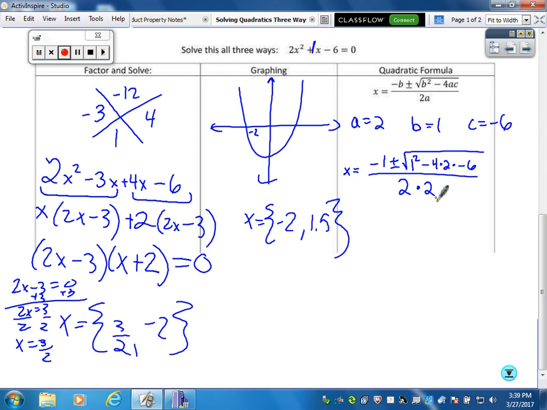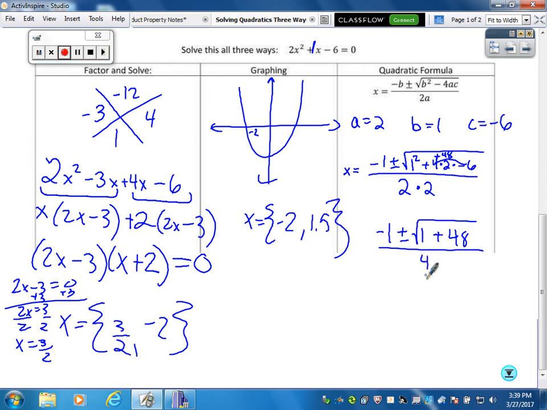So let's go ahead and simplify what I can. So -1 plus or minus. I know that 1 squared is 1. I know that 4 times 2 is 8. And 8 times -6 is a -48. So what I really have here is a minus a negative, so a plus a 48. So double negative here cancels. And then on the bottom I have 2 times 2, which is 4.